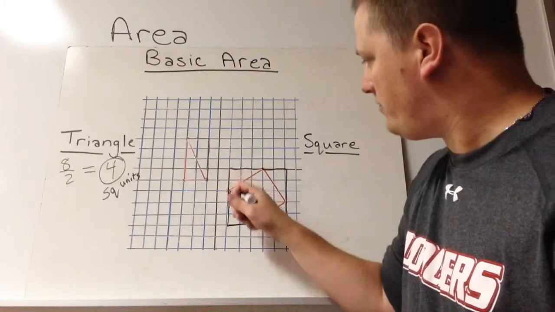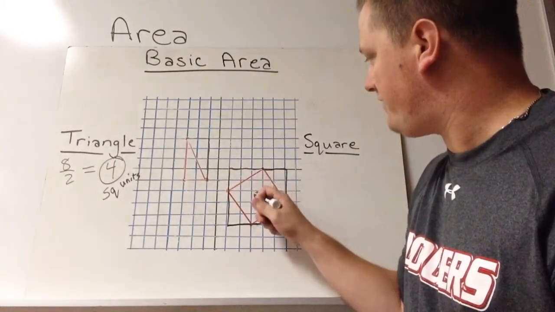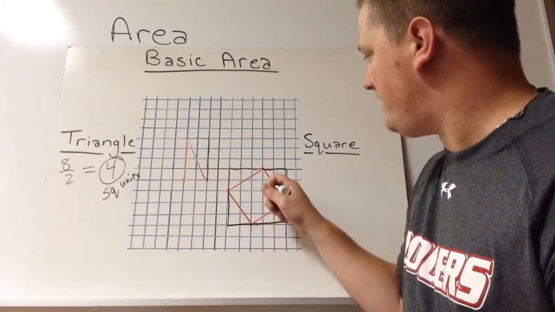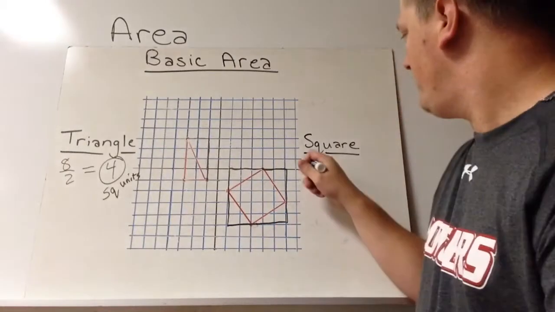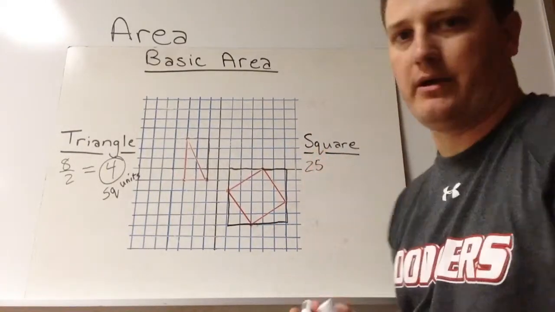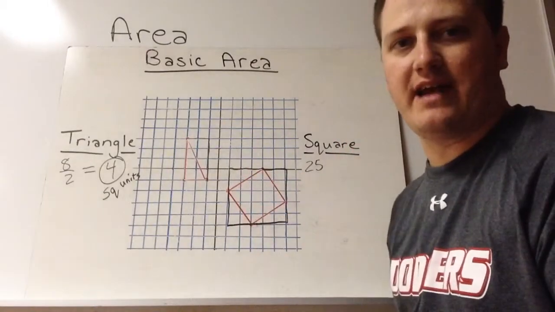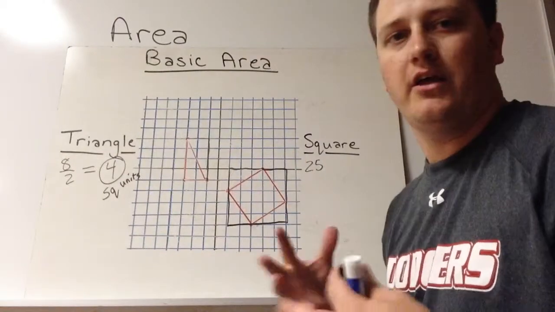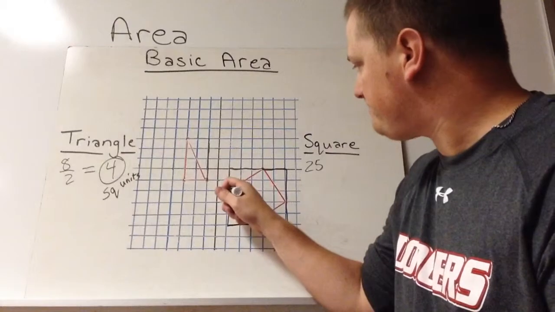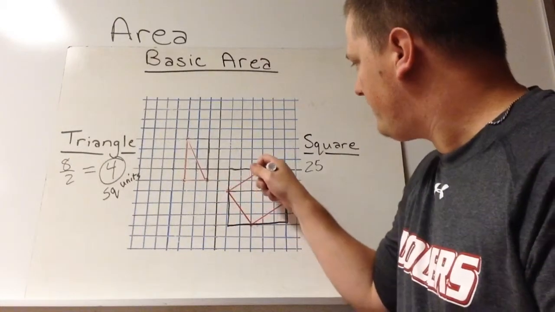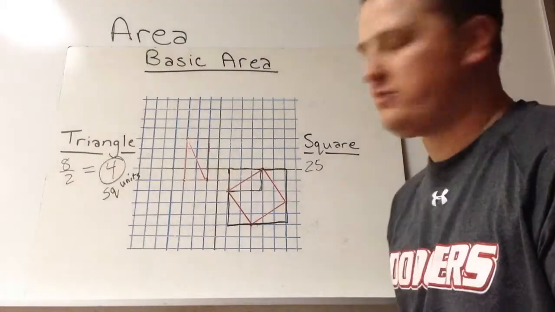So we have 1, 2, 3, 4, 5, 6, 7, 8, 9, 10, 11, 12, 13, 14, 15, 16, 17, 18, 19, 20, 21, 22, 23, 24, 25. So we have 25 from our black one, and if you notice, each triangle on the sides is actually the exact same size, so we only need to figure out one of them. Well, if we use our thought process here, we can create this rectangle right here and cut it in half, and then we know what the triangle is.